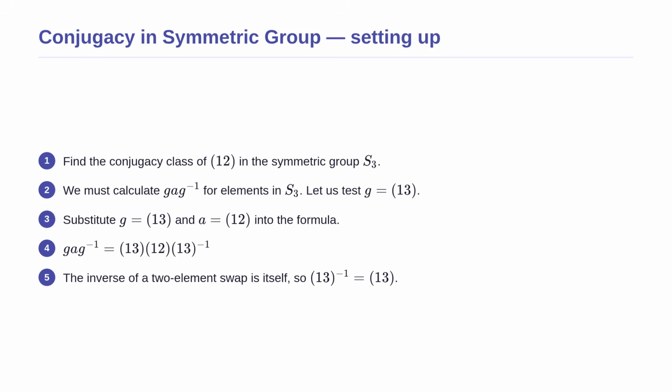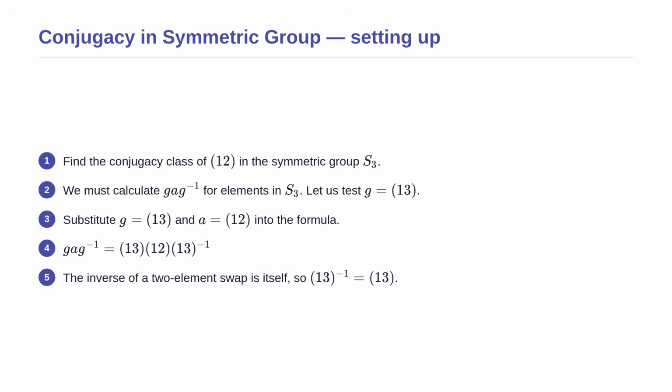Now that we have our formula and visual intuition, let us apply it to a concrete example. We want to find the conjugacy class of the element (1 2) in the symmetric group S3. This group consists of all possible permutations of 3 items. To find the conjugacy class, we must calculate G times A times G inverse for every single element G in the group. Let us test a specific element, the swap (1 3).